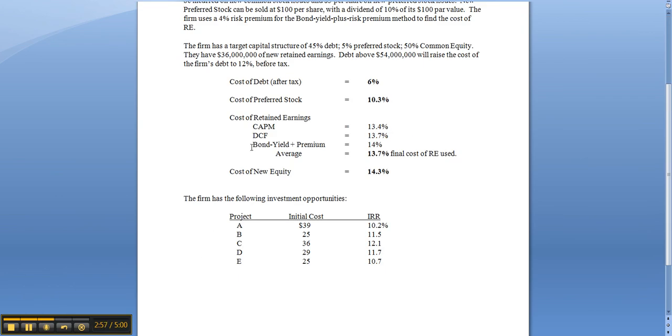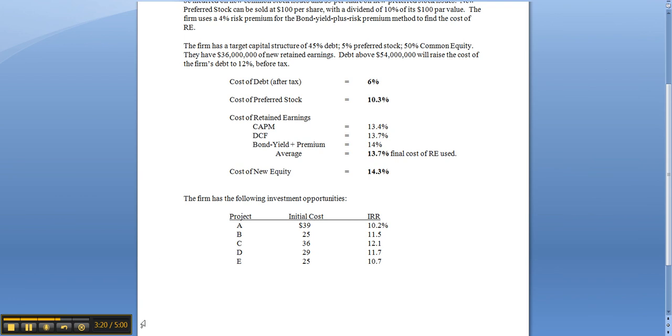The bond yield plus risk premium method is just as I said in the other video. You find the company's yield to maturity, the before-tax cost of debt, and add a premium to it, and I said to use 4% for that premium. So just find the cost of debt before tax, the yield to maturity, and add 4%.